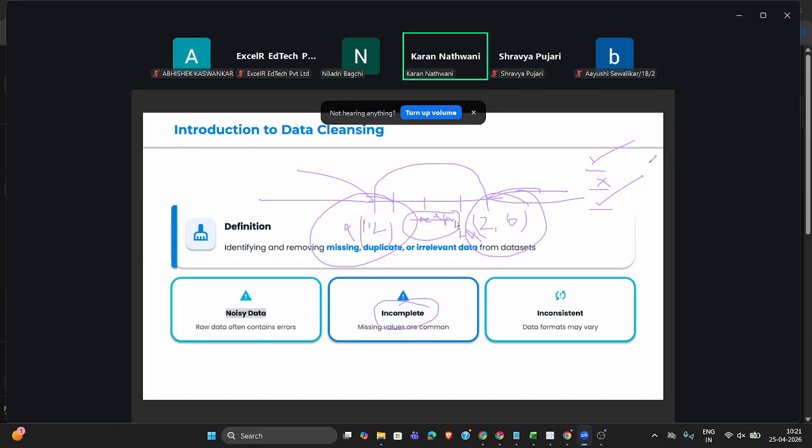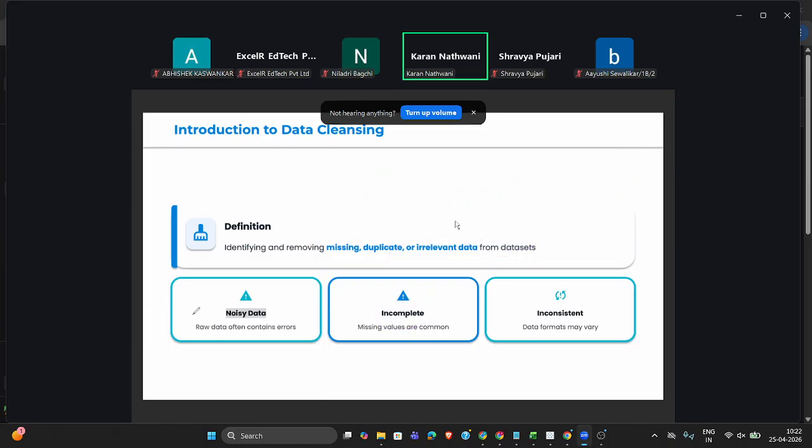Yeah. So that's the ultimate point, that missing information is being filled by the interpolation. Okay. Yeah. Any other doubts you have? Please ask.